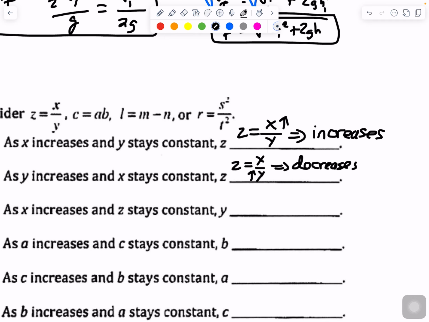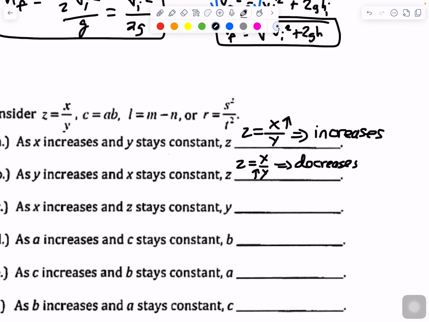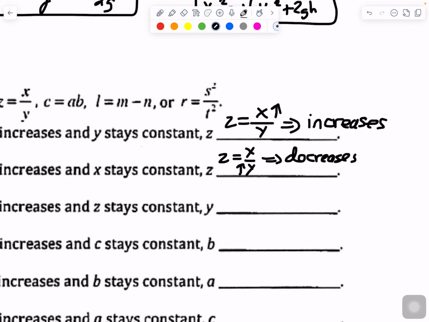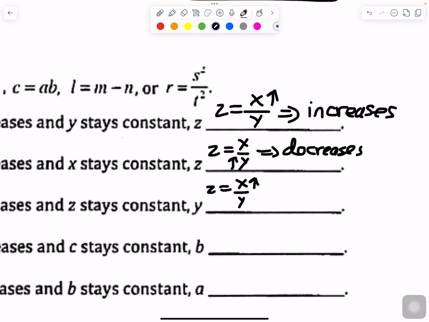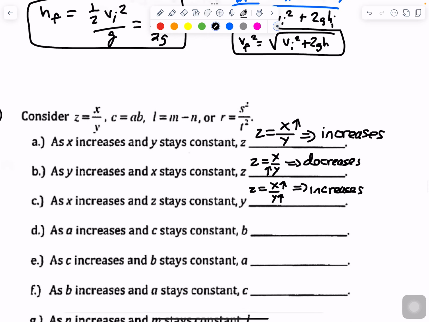Okay, now what happens if z stays constant? It says if x increases and z stays constant, what happens to y? Okay, so z equals x over y. So x increases, but z has to stay constant. Well, the only way that z stays constant is that y has to increase as x increases. That's the only way for z to stay the same. So y must also increase. Okay, this is called proportional reasoning.